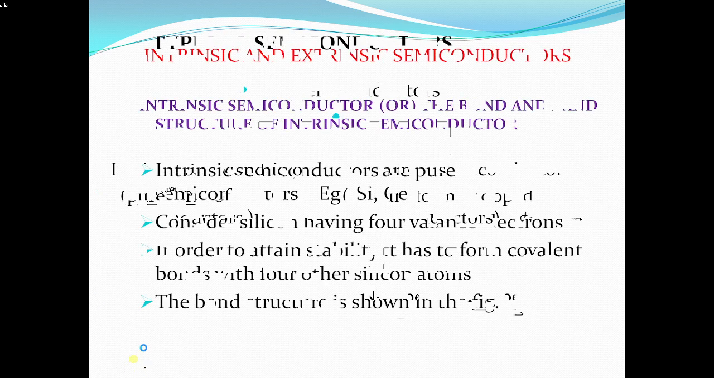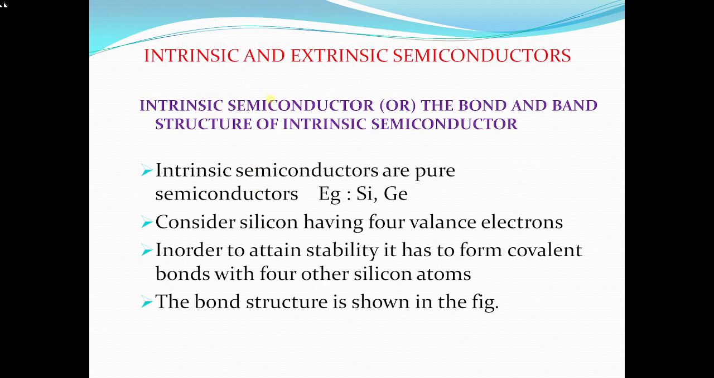Okay. So now we will see about intrinsic semiconductors and extrinsic semiconductors. First we will discuss the intrinsic semiconductor, the bond and band structure of the intrinsic semiconductor. We will have a brief look at it. Now, what are intrinsic semiconductors? As we have discussed before, intrinsic semiconductors are the pure form of semiconductors.